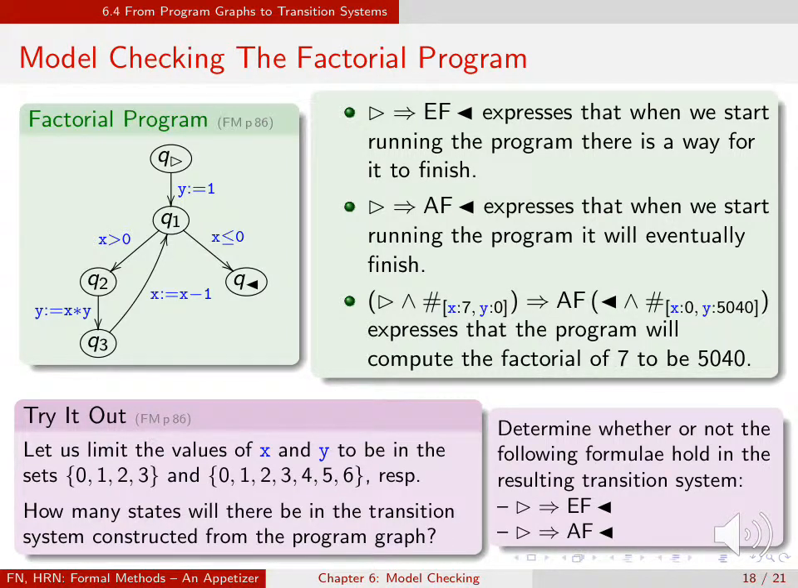For a more manageable setup, we are going to restrict x to be at most 3 and y to be at most 6. What is the greatest number of states that there can be in such a transition system, and how many of those will be reachable? And determine whether or not the formulae that once we are at the initial node means that eventually we end up at the final node, and once we are at the initial node there is no way to avoid ending at the final node, whether or not those are true. Having done that, you should read the section in the book on the try it outs on the way.